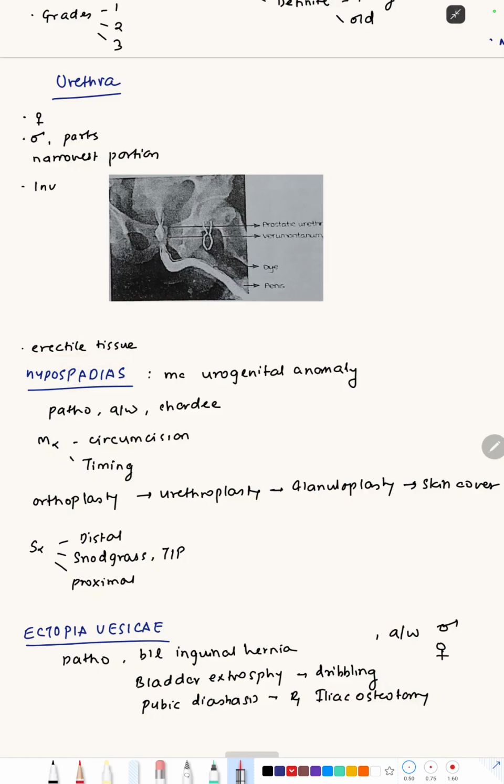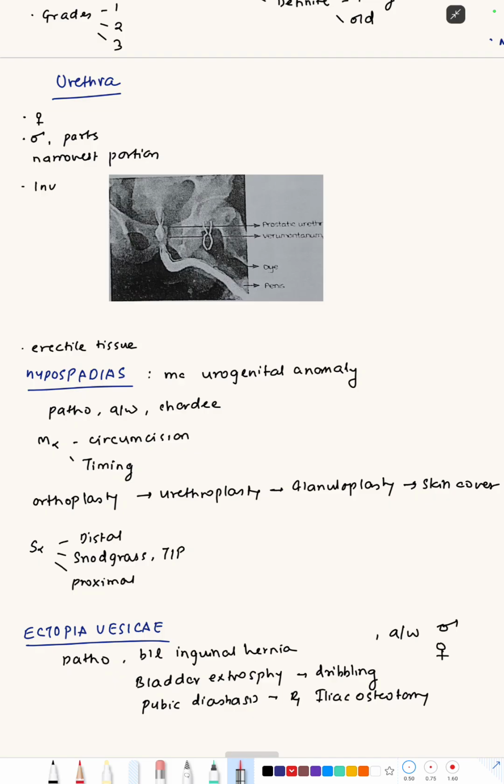Then erectile tissue is the corpus spongiosum. Then hypospadias. Hypospadias is the most common congenital urogenital anomaly. The pathology of hypospadias is the ventral opening of the urethra. It is associated with undescended testes and micropenis. Then chordae is also seen.